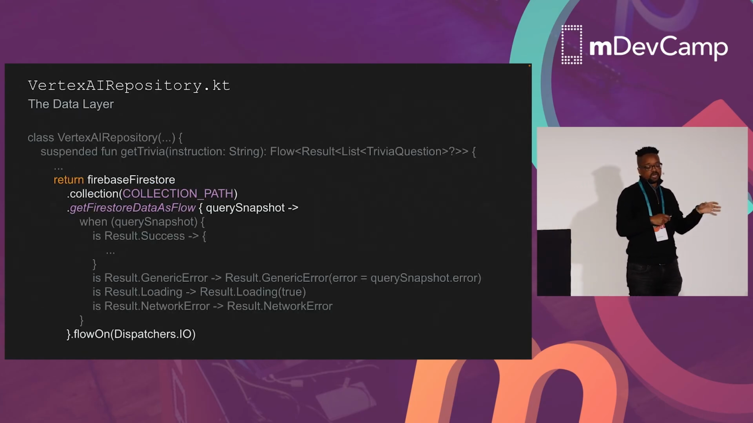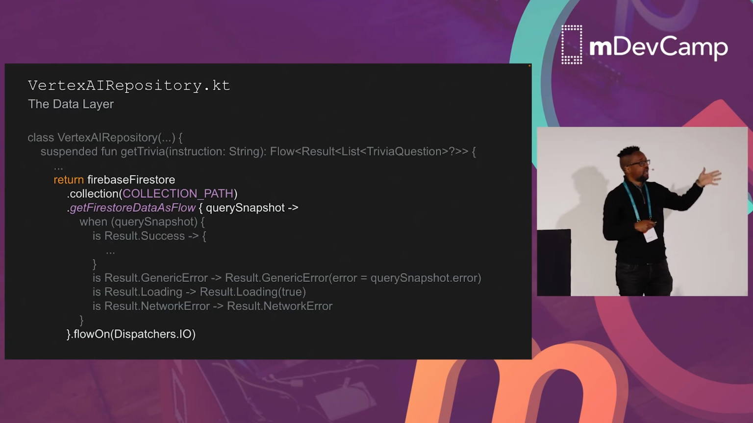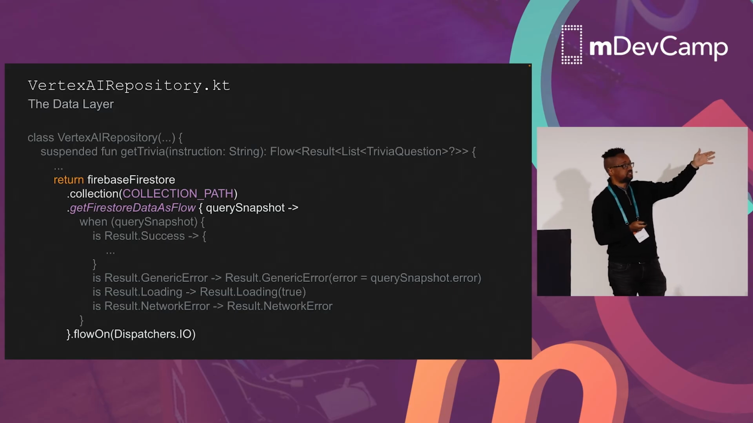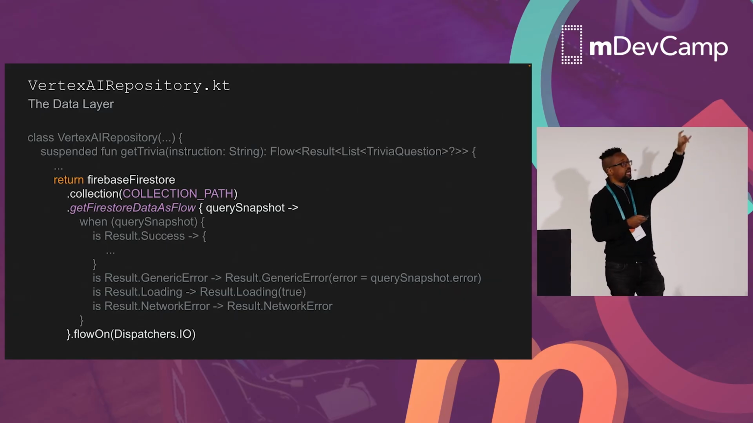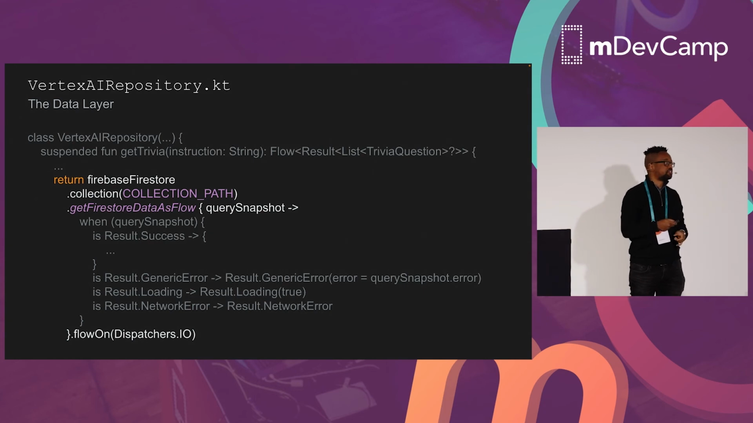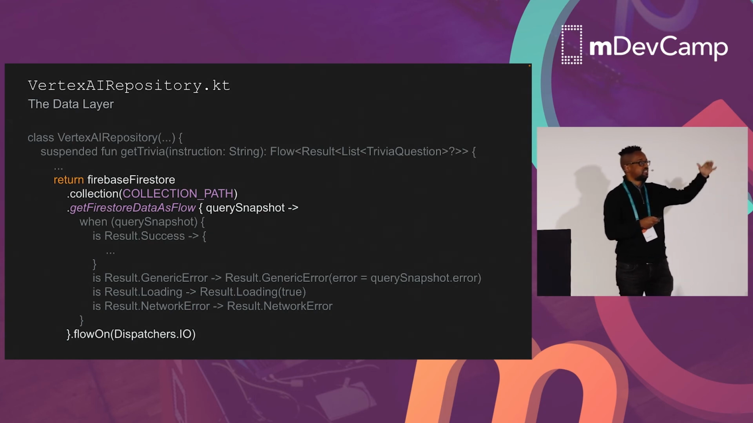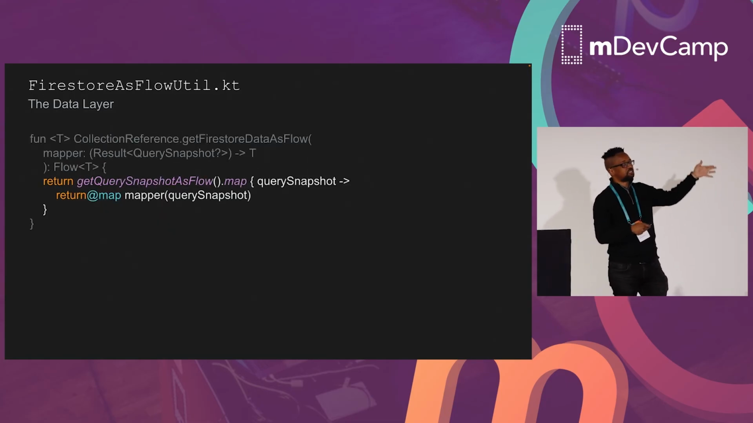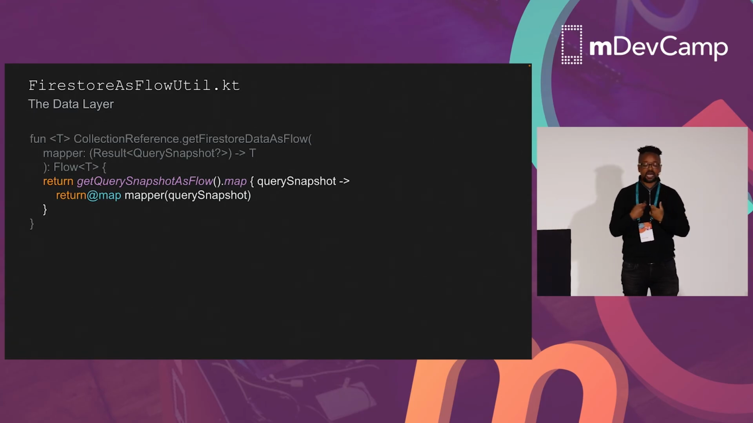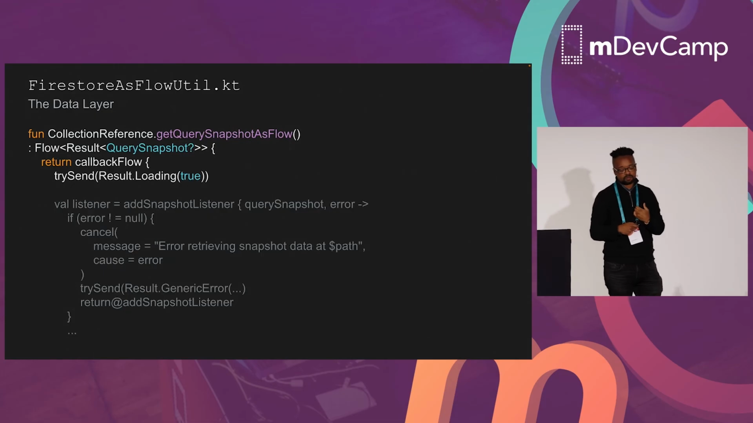Then, continuing on in my repository, I have this function here. It's an extension function called getFirestoreDataAsFlow, which returns a query snapshot as a flow. And then I try and map that information into one of the states: success, loading, error, and so forth. Stepping into that function, this is what it does. It just basically maps what Firestore is returning into an object that I will then define on my side.